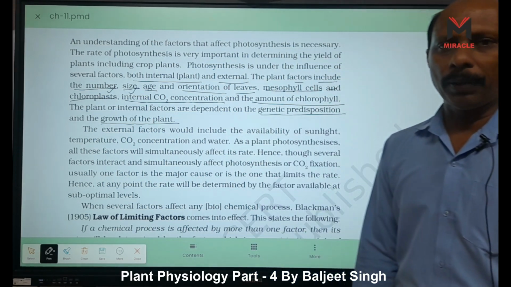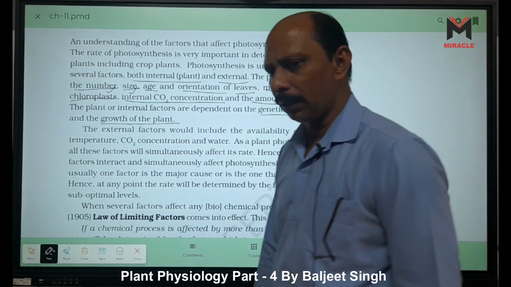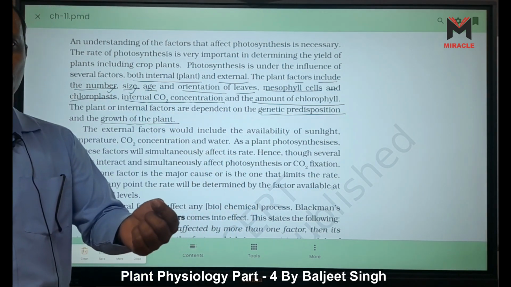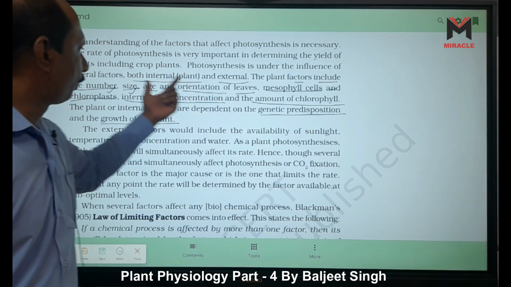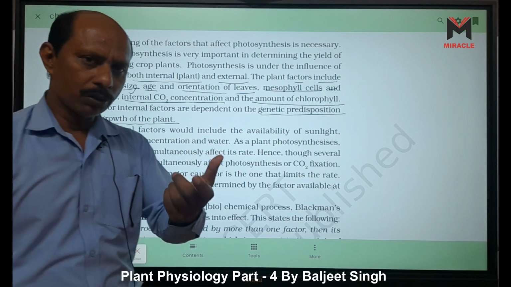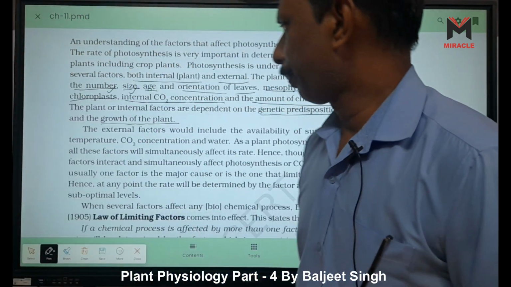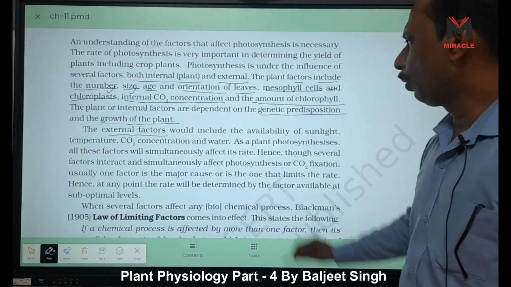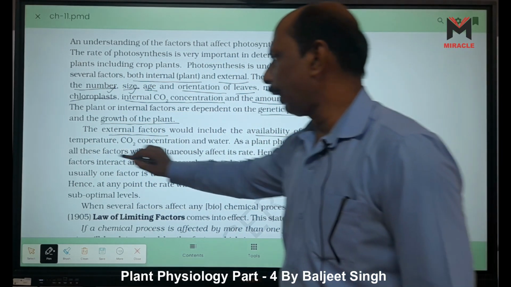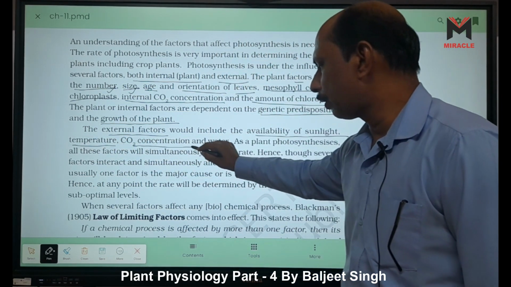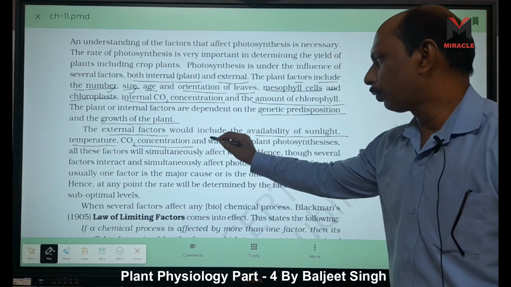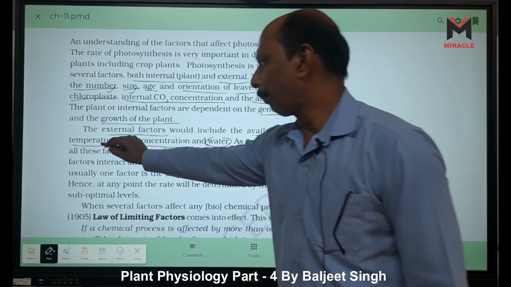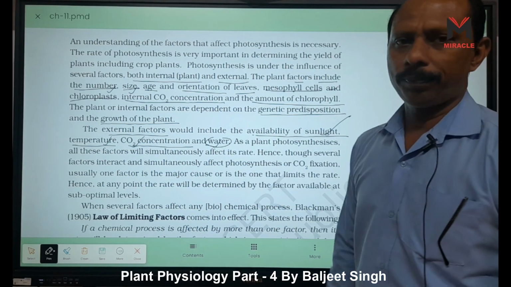These are the internal factors which are totally genetic predisposition, and also they are adaptations according to the plant. We can say growth of the plant, because we know if it is a dehydrated plant like acacia, leaves are very small, right? Very small leaves means what? Photosynthesis, this is size. Photosynthesis rate is also decreased, right? Now external, these are internal. Now external factors would include the availability of sunlight. First sunlight, second is temperature, third is CO2 concentration, and fourth is water. Four things are given: sunlight, temperature, carbon dioxide and water, right?